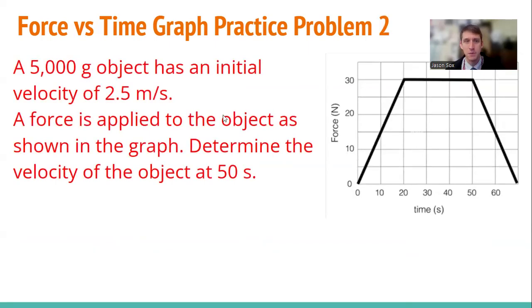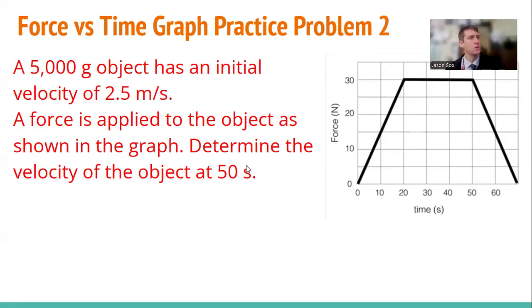Related to that last problem, though, let's take a look. We have a 5,000 gram object. It's got an initial velocity of 2.5 meters per second. A force is applied to the object as shown in the graph. You can see that that force is not constant, right? So how do we figure out what the final velocity will be after 50 seconds?